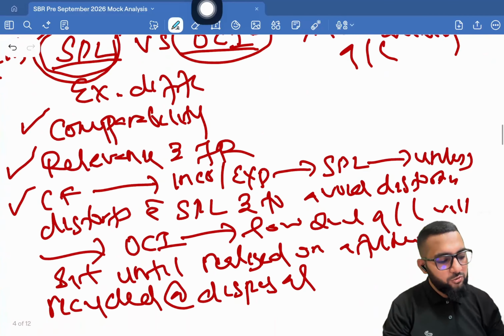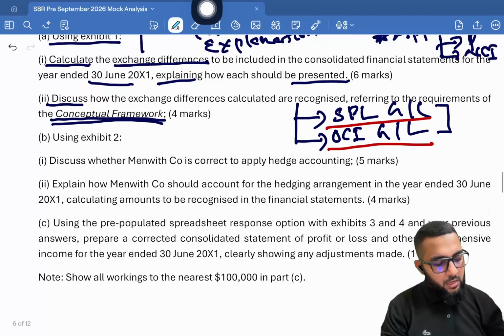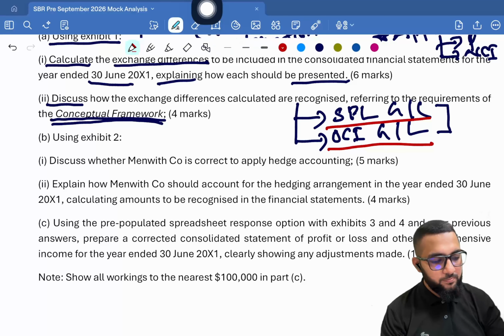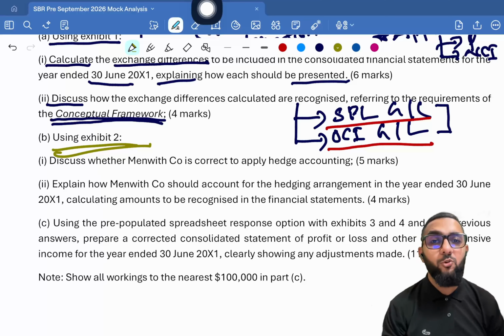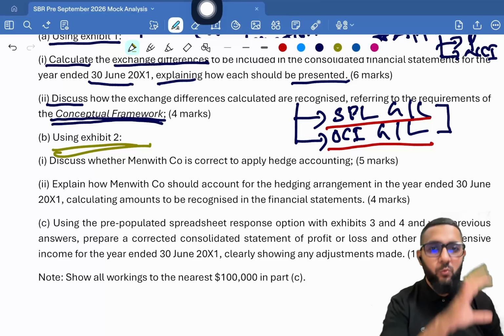Now we can move into requirement B. What is requirement B? Using exhibit 2. Now you have to use exhibit 2. Now don't go and look at exhibit 1. You already looked at it. Now you limit your answer within exhibit 2.